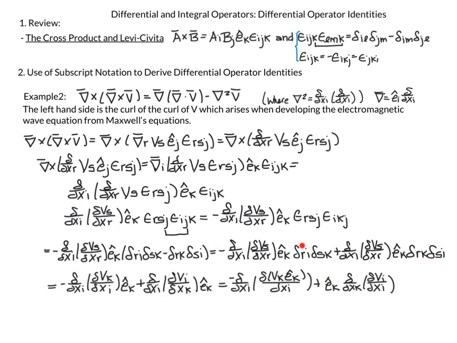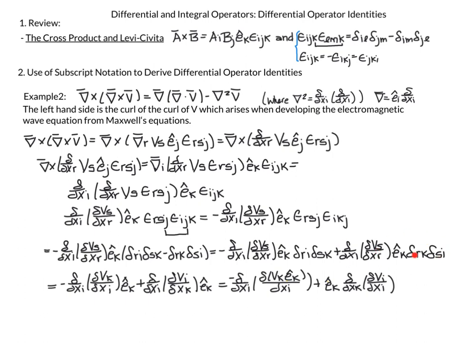This Kronecker-Delta says that r must equal i, so I'm going to convert this r to an i. This Kronecker-Delta says that s equals k, so I'm going to convert my s here to a k. So I've done that here. So my r was converted to an i, my s was converted to a k.